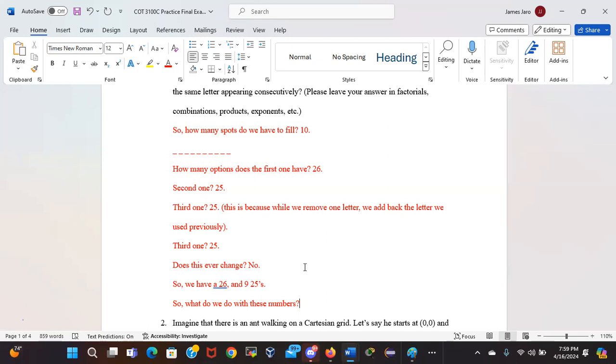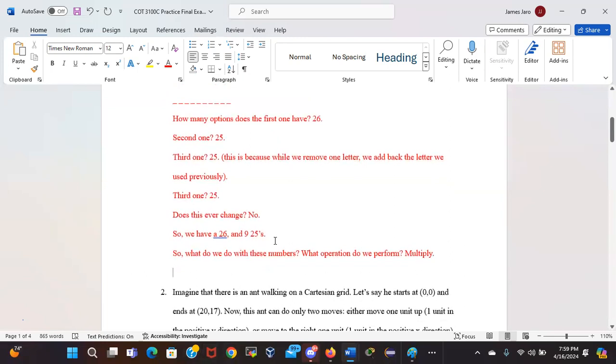If there was a factorial, then this should have been 24, 23, and so on. So the question is, what do we do with these 26s and 25s? What operation do we perform? We just multiply. Simple as that. We multiply because they're independent events.